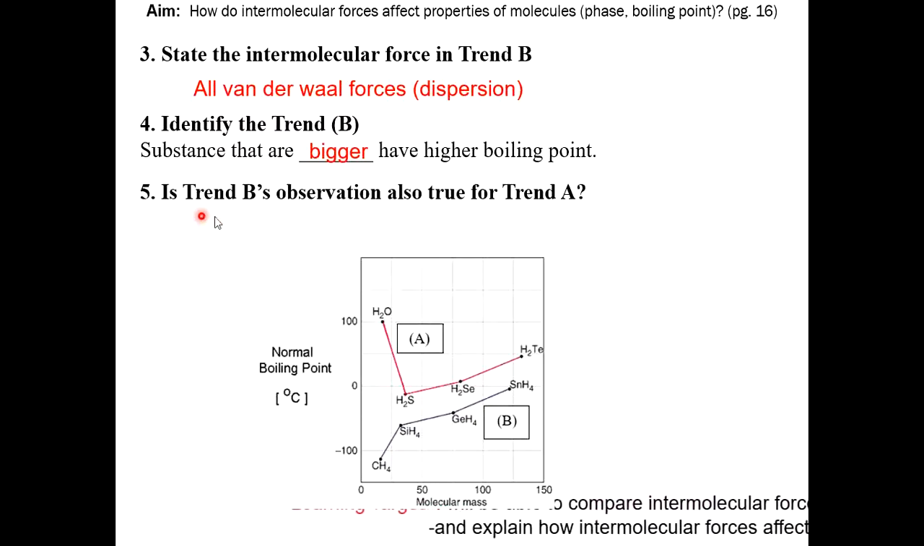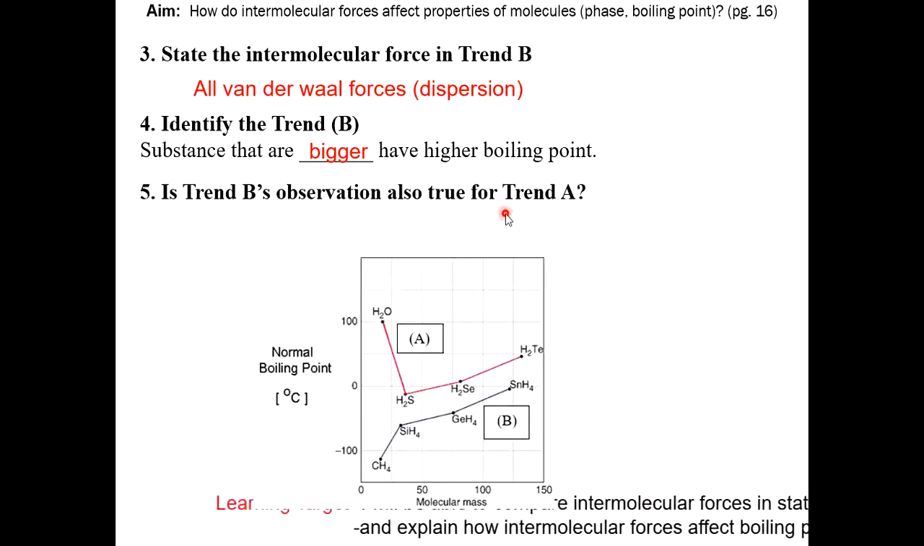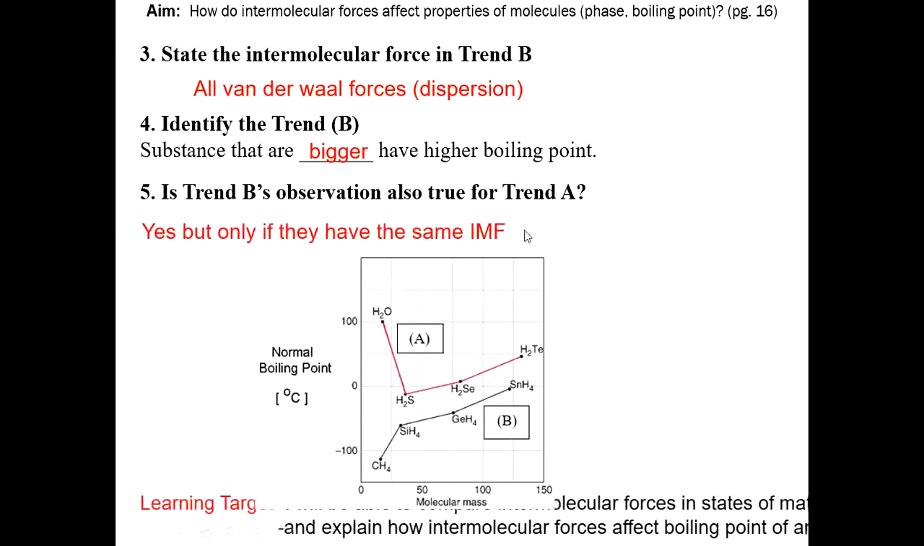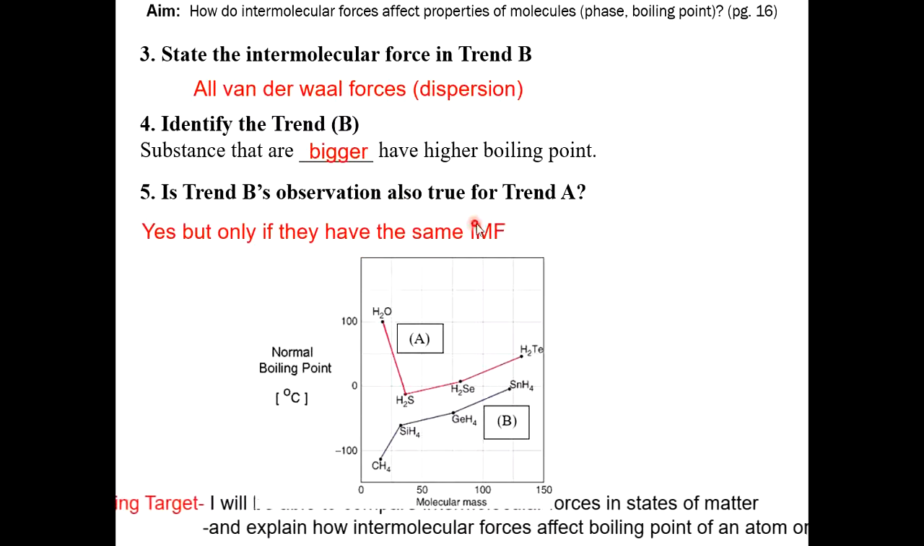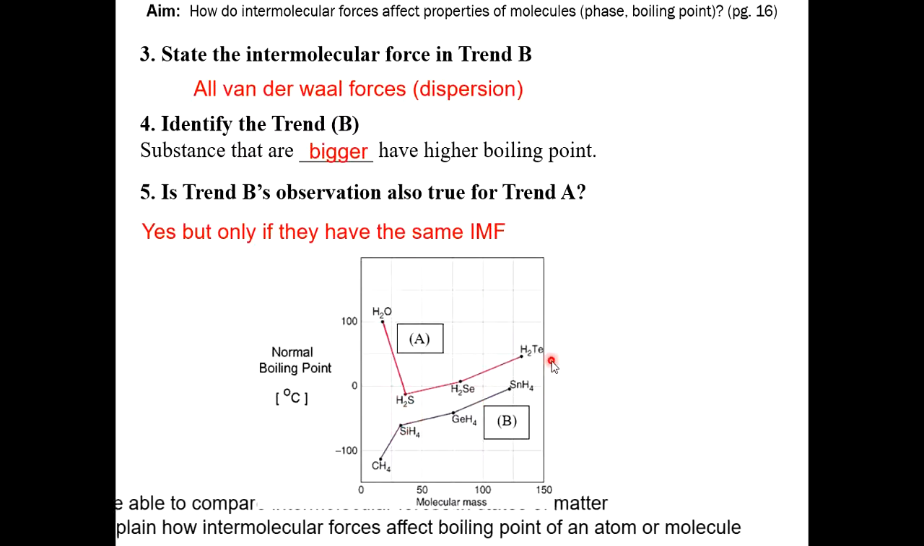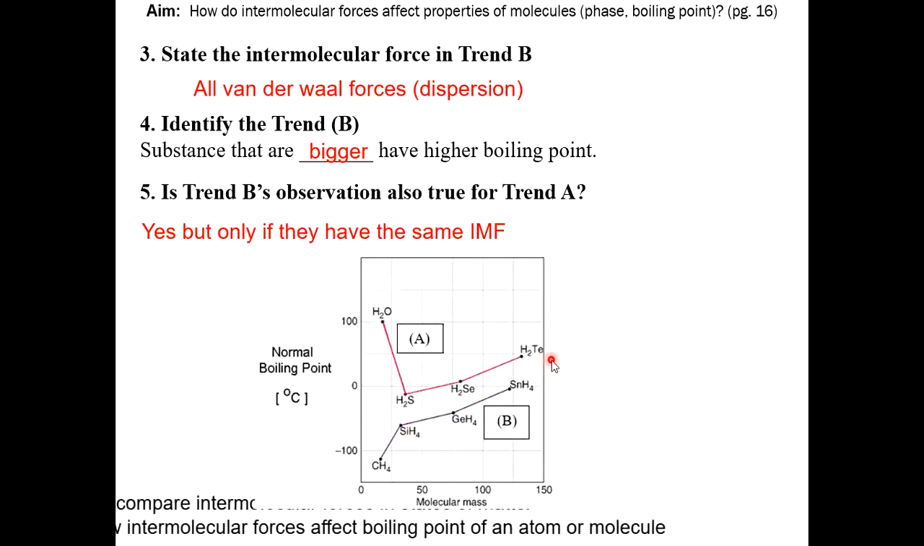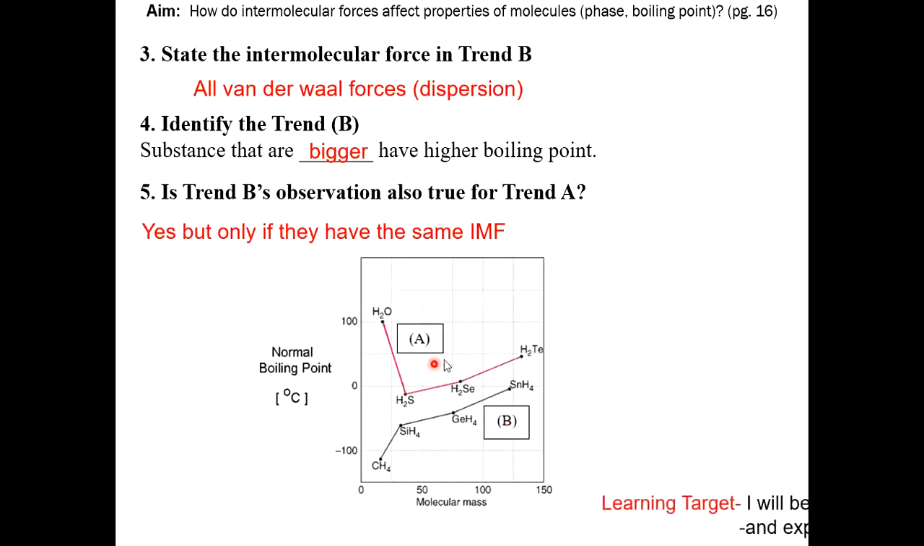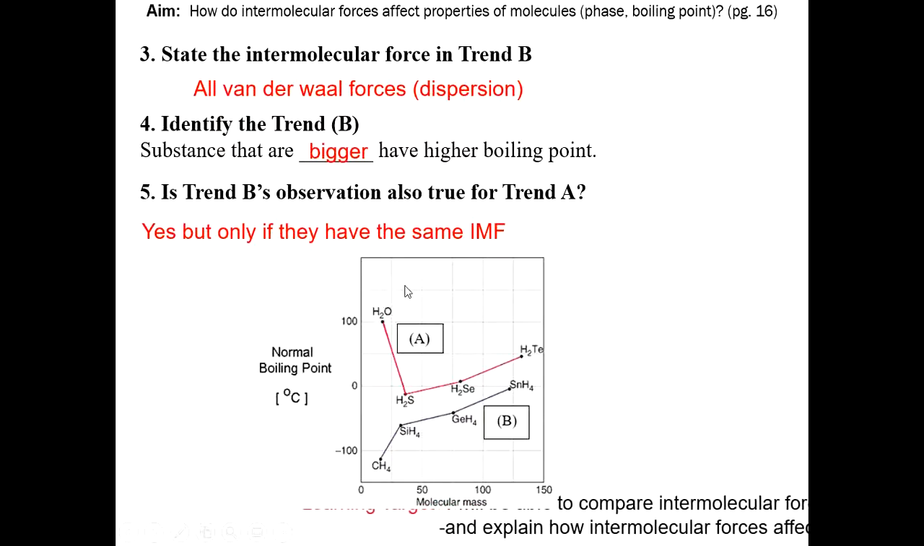Question 5. Is the trend B observation also true for trend A? Yes, but only if they have the same intermolecular force. Notice that H2S, H2Se, and H2Te have the same intermolecular force: dipole-dipole. Both trends have the same relationship between boiling point and mass. The only exception is water, because water has a different, stronger intermolecular force.